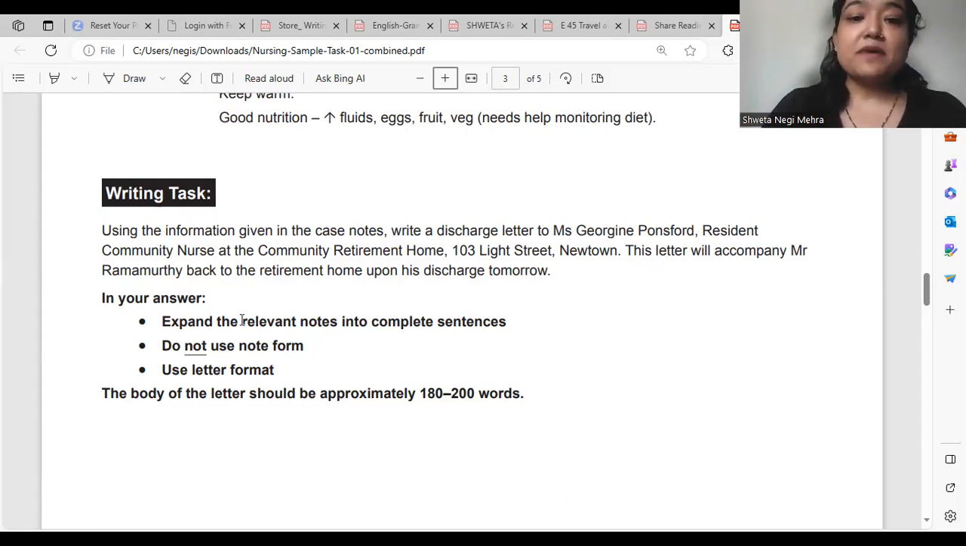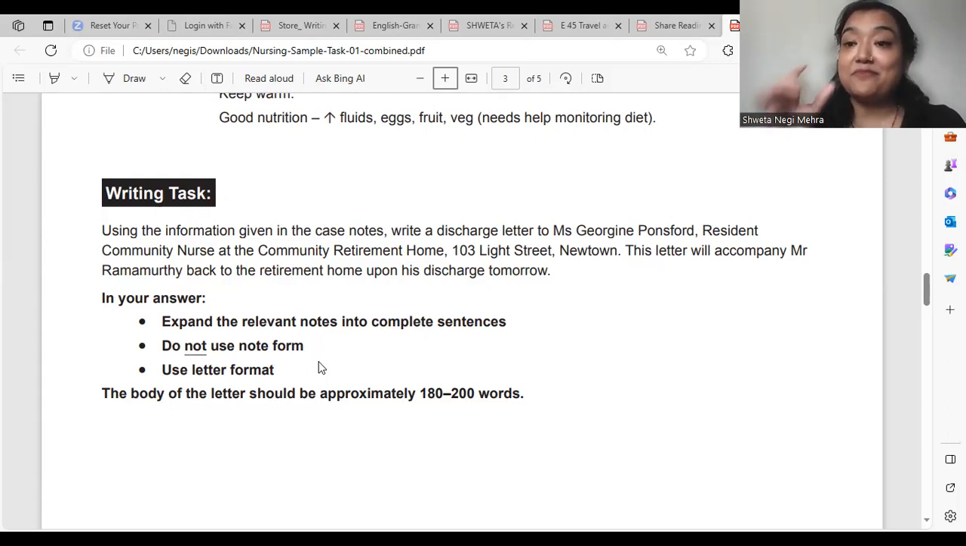OK, so इसमें आपको करना क्या है, this letter will accompany Mr. Ramamurthy back to the retirement home upon his discharge tomorrow. Expand the relevant notes into complete sentences. तो आपको कंप्लीट सेंटेंसेस लिखने हैं. Do not use a note form. आपको केस नोट्स नहीं यूज करने. OK, केस नोट्स नहीं यूज करने मतलब केस नोट वाला फॉर्म नहीं यूज करना है, कॉमा डाल के आप, because you have to write the proper sentences, because you have to make the intended reader, that person who is reading the letter, should be able to understand, right?